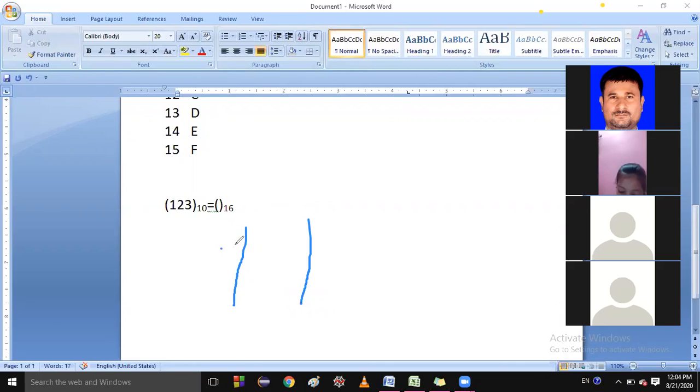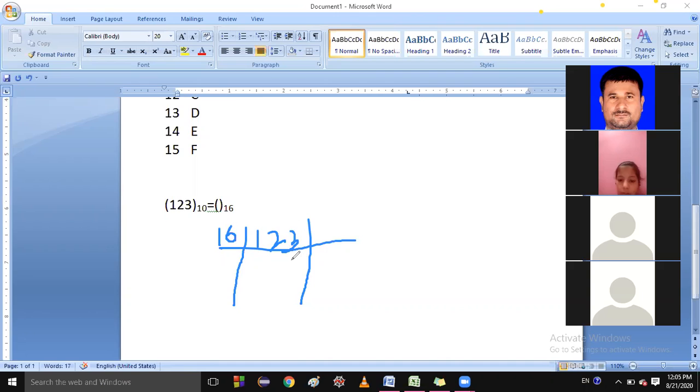Tell me, who can tell the answer? Very nice. You will divide that number by 16. So you will write 3, 2 and 3. Divide it by 16. How many times does it go?